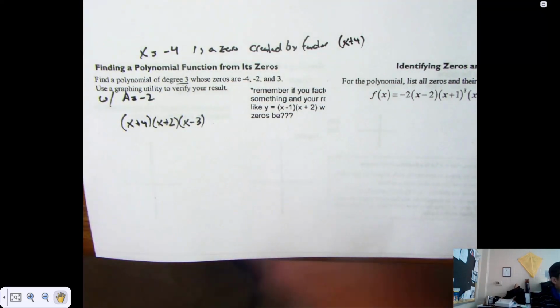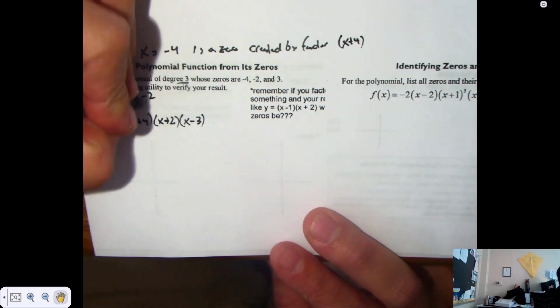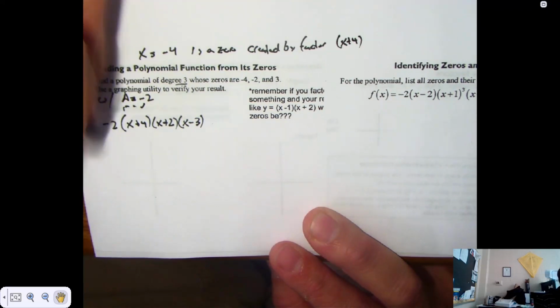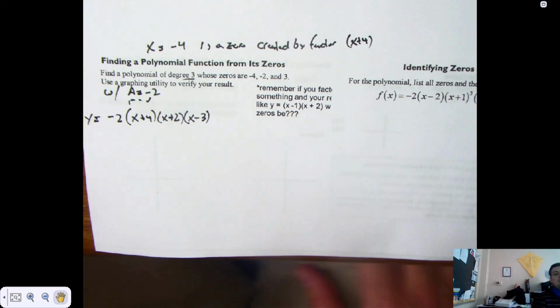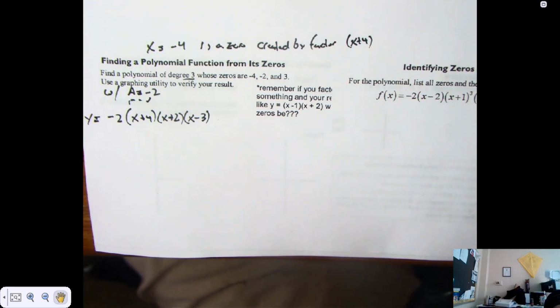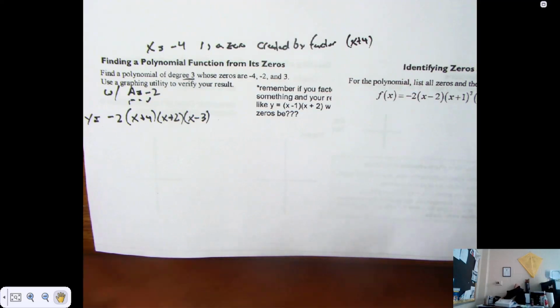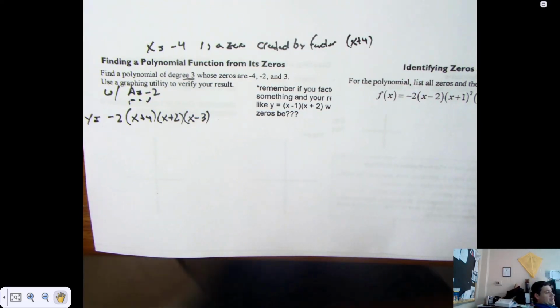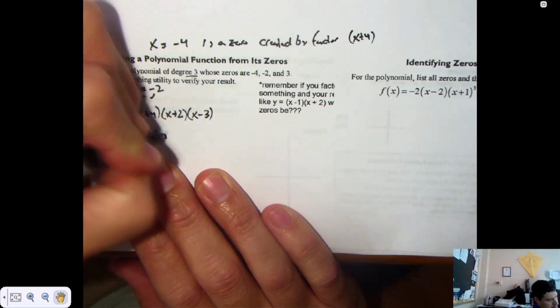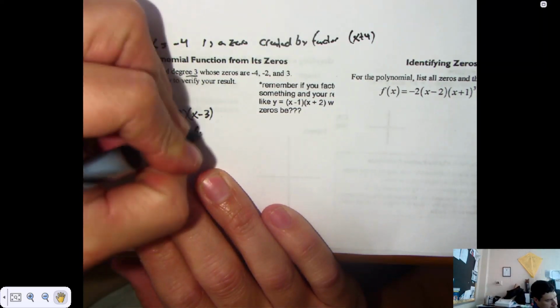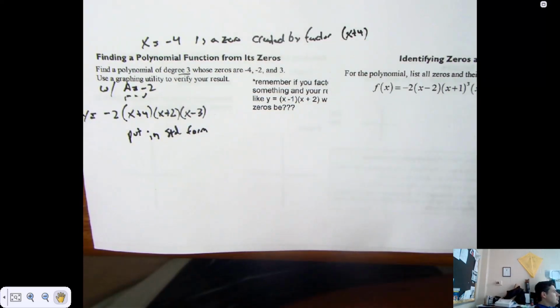You need to put a coefficient in front of there. So that little guy is going to drop right there. And here is our polynomial in factored form, which was cool when you were in Algebra 2. You're not. You're in pre-calc. We're going to put this in standard form, which is not hard. How might you put that in standard form?